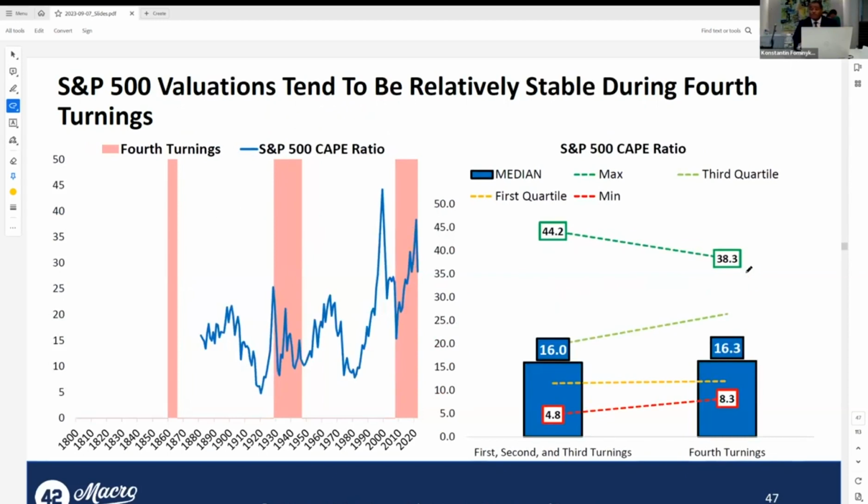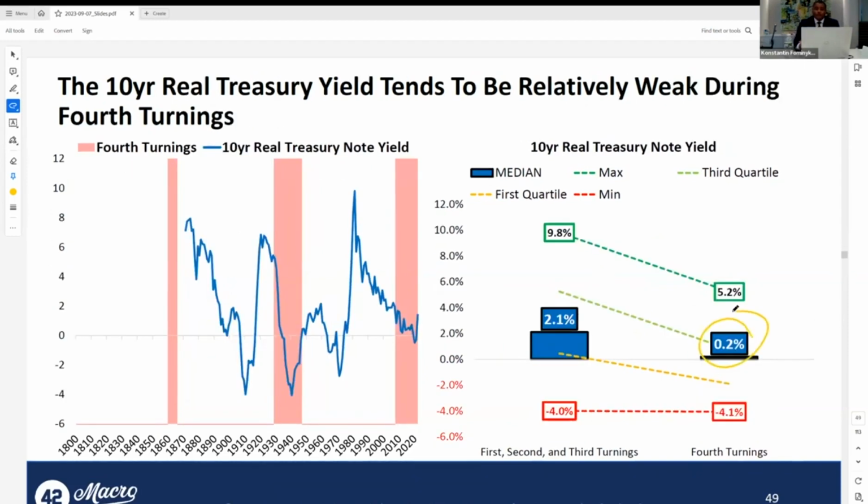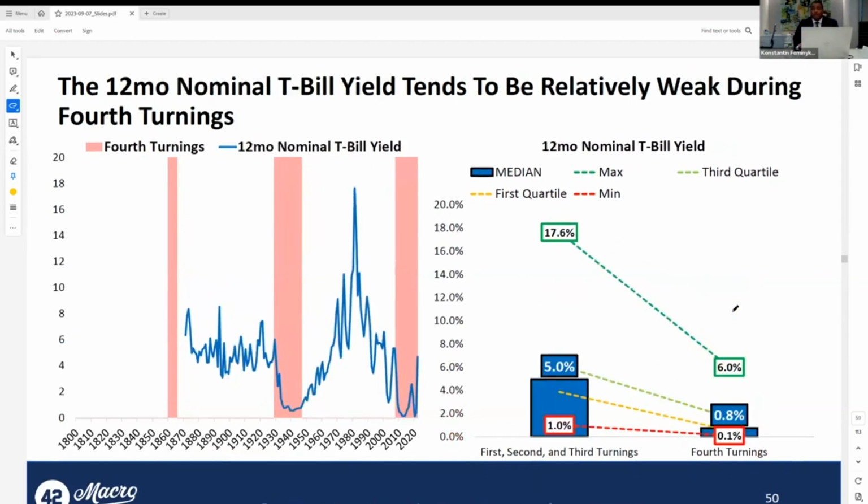Valuations tend to be relatively stable in fourth turnings. So we're analyzing my former professor, Bob Shiller's, CAPE ratio. That number tends to be pretty stable on a median basis. The 10-year nominal treasury yield tends to be relatively weak during fourth turnings and actually quite weak relative to the baseline of first, second, and third turnings. The real treasury yield tends to be quite weak relative to that baseline in fourth turnings.